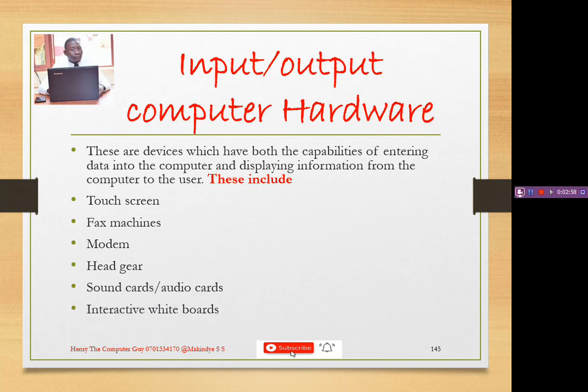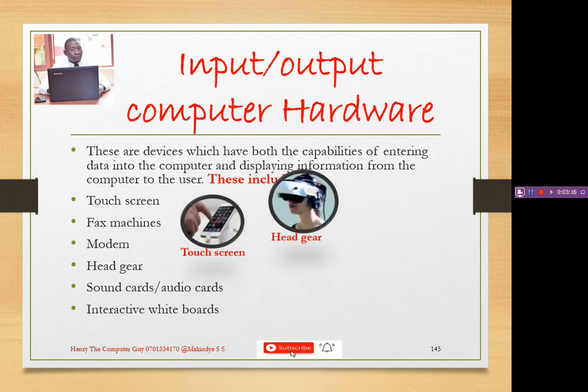Then we have the interactive whiteboard. These ones can help us, for example, to interact with those screens by entering data, and at the same time it has some speakers which give out the sound. So it is both input and output. For example, that is a touch screen. You have a smartphone. We have a headgear. It has somewhere you can view from and again where you can listen from.